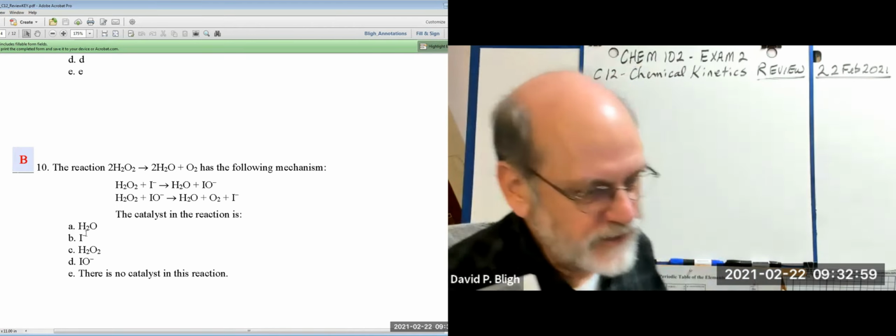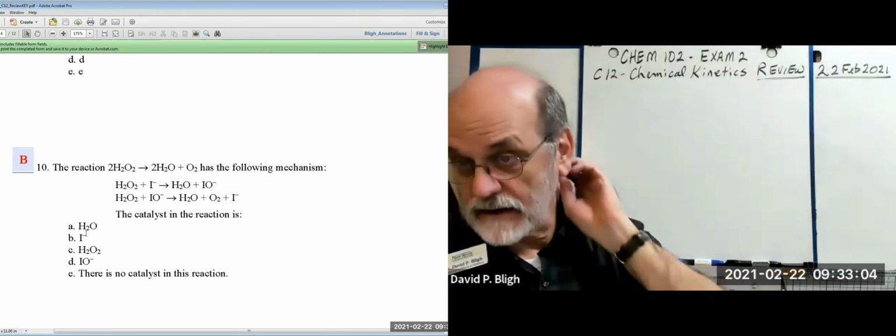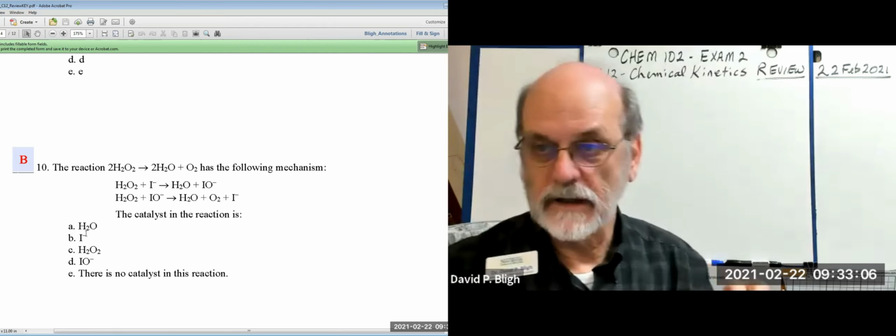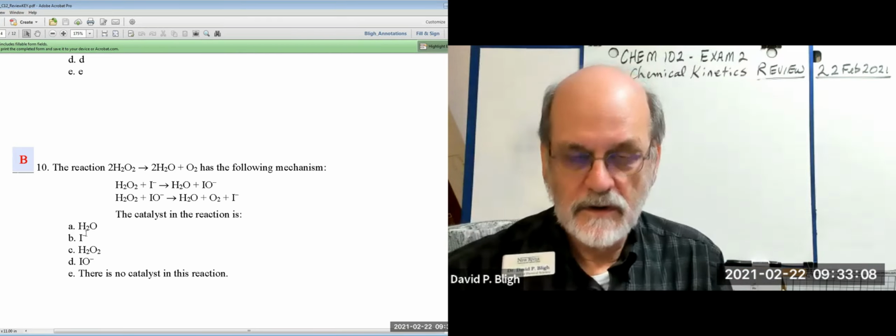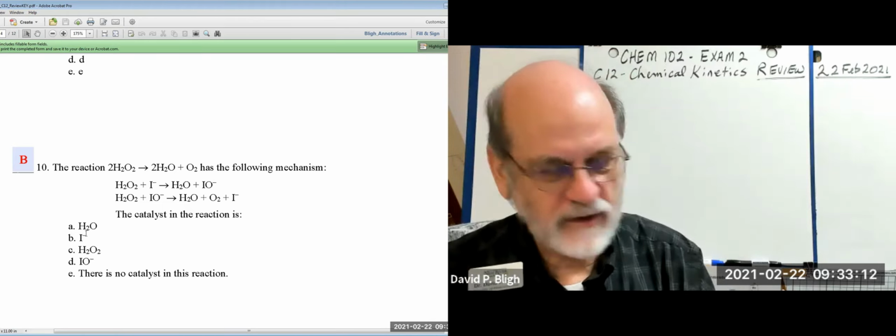Okay, that was 10. There are other types of catalysts, right? Heterogeneous catalysts are different phases. And we talked about that in class.